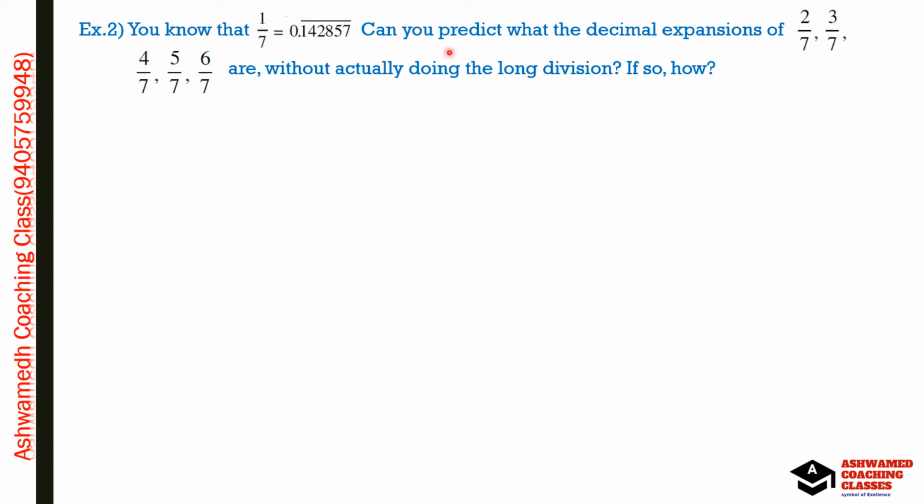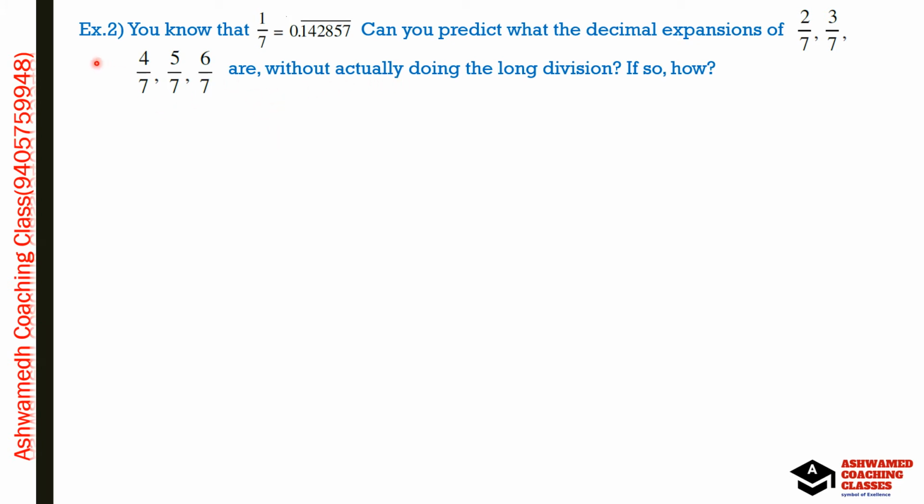So can you predict what the expansions of 2 by 7, 3 by 7, 4 by 7, 5 by 7, 6 by 7 are, without actually doing the long division? Is it possible to find the expansion of all these using the expansion of 1 by 7, without doing the long division? And if it is possible, how?